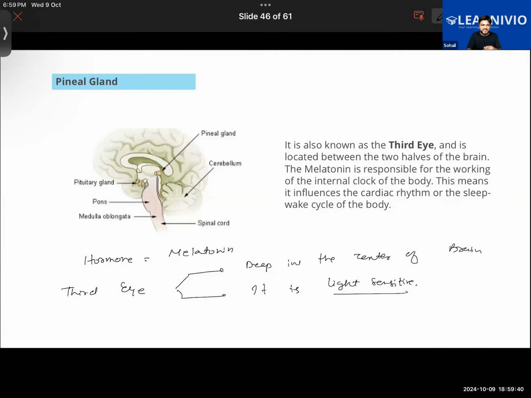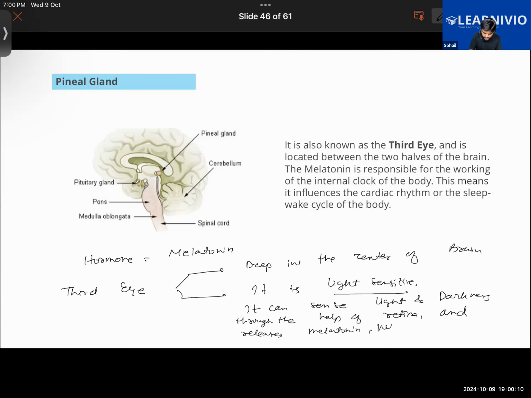So the question is, how is it sensitive to light? Basically, it can sense whether it is day or night through the help of the retina. So it can sense light and darkness through the help of the retina, and releases melatonin, which promotes sleep.